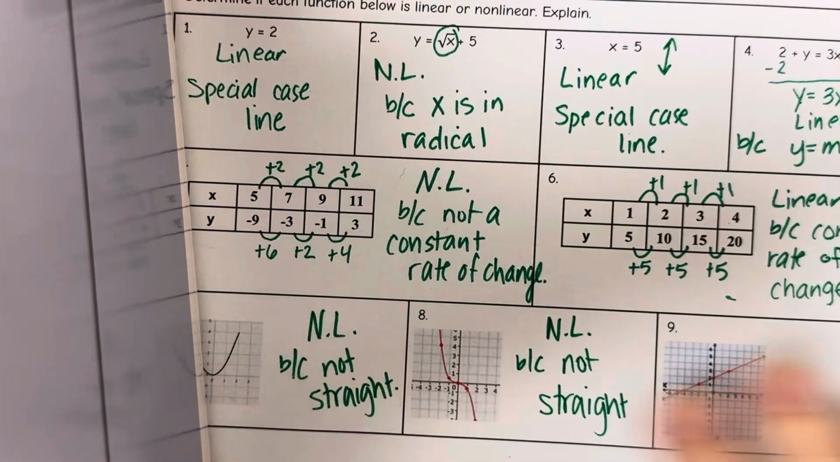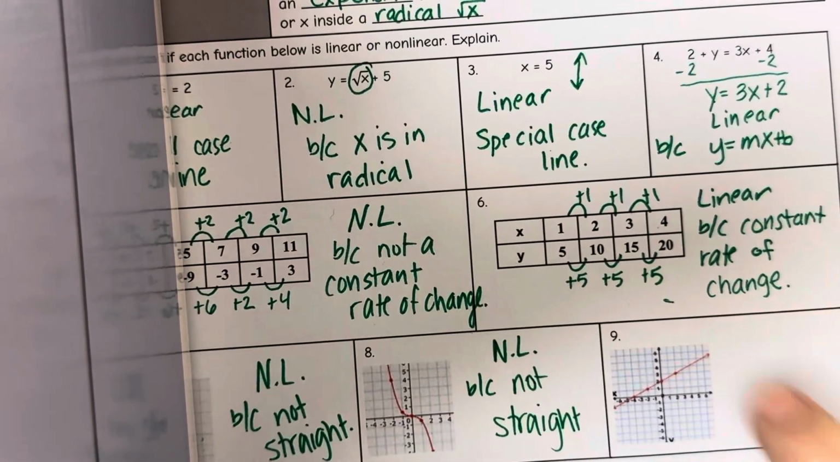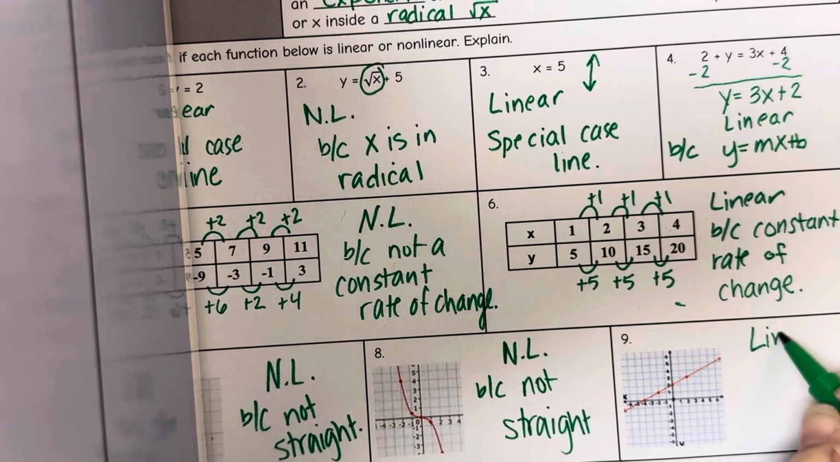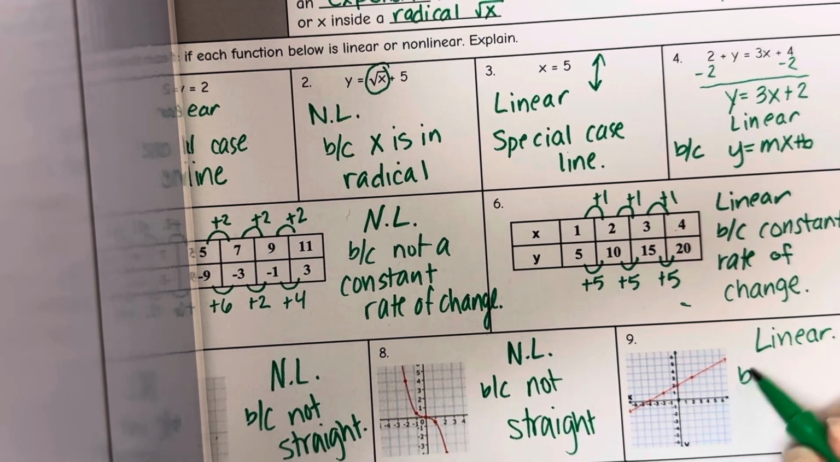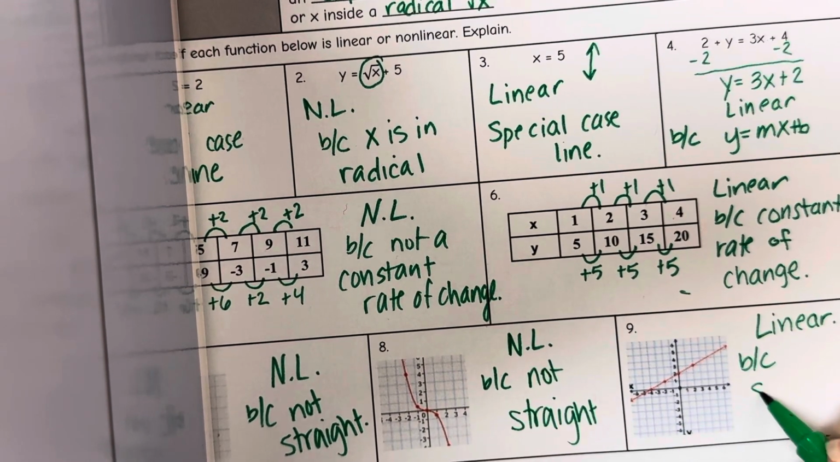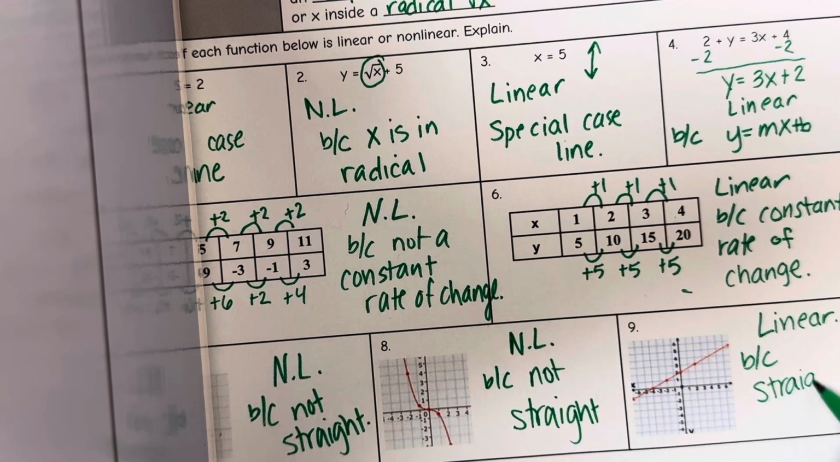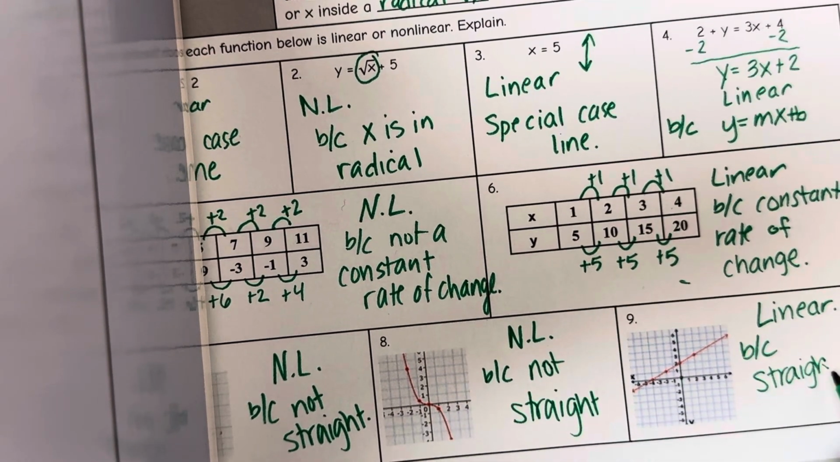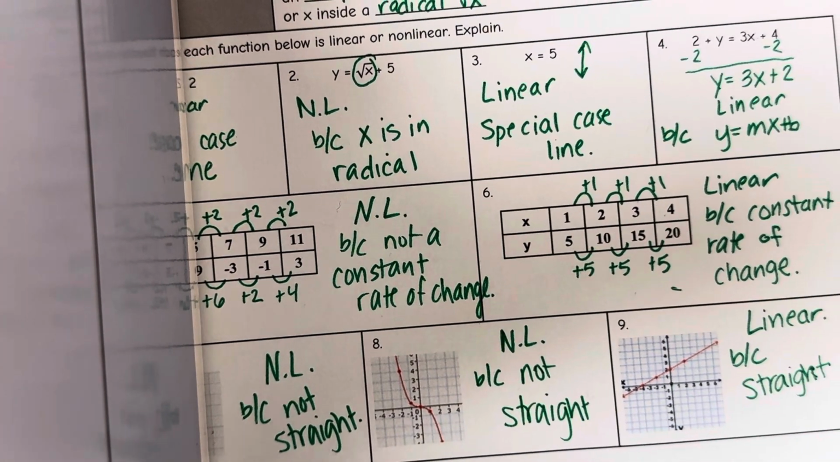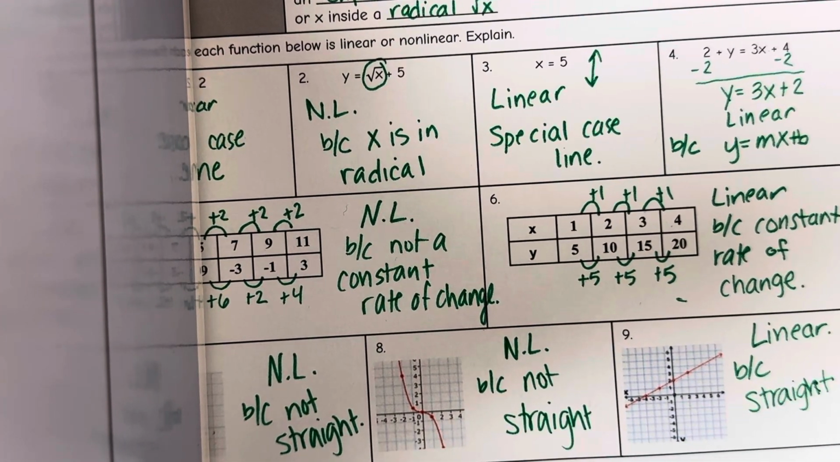Last one, number 9. This is a straight line. So this is linear because it is straight. So this is how you determine if a function is linear or not linear.